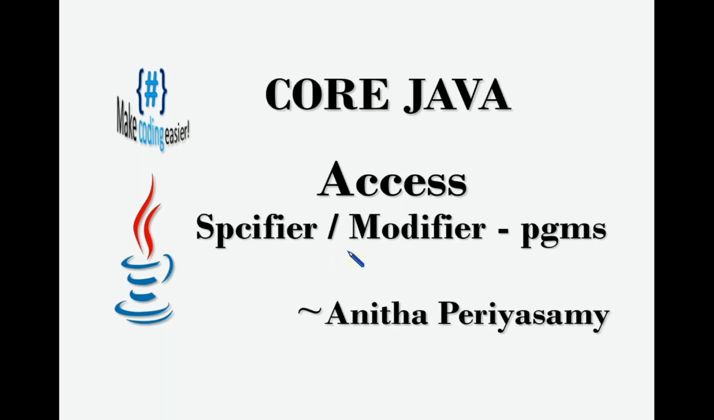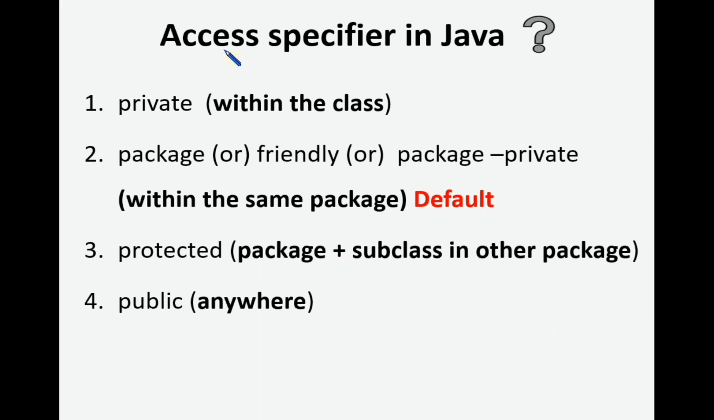Now we are going to discuss simple Java programs to implement the access specifiers or modifiers in Java. Java supports four access specifiers, namely private, package, protected and public. So what is private? When we declare a variable or method as private, it is available only within the class. So private supports data hiding. We can't access the members outside the class.